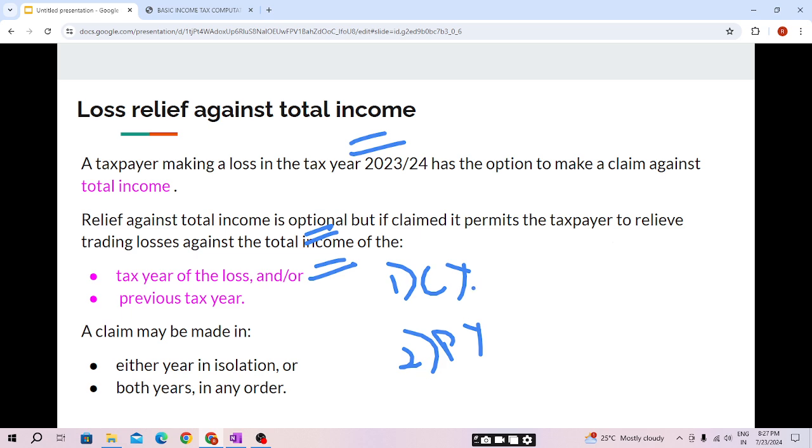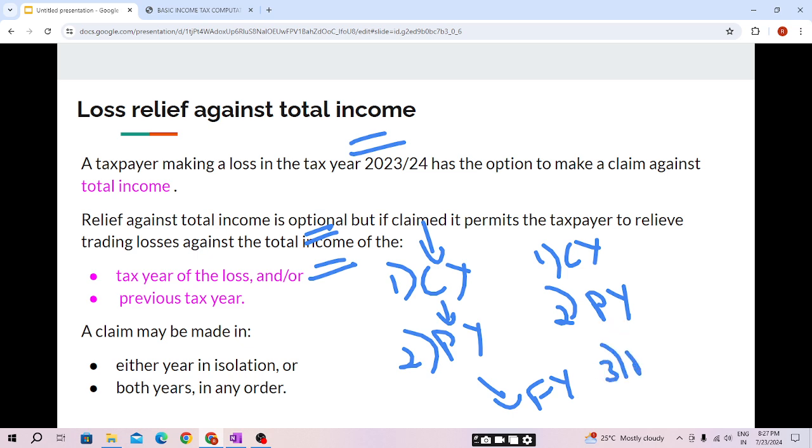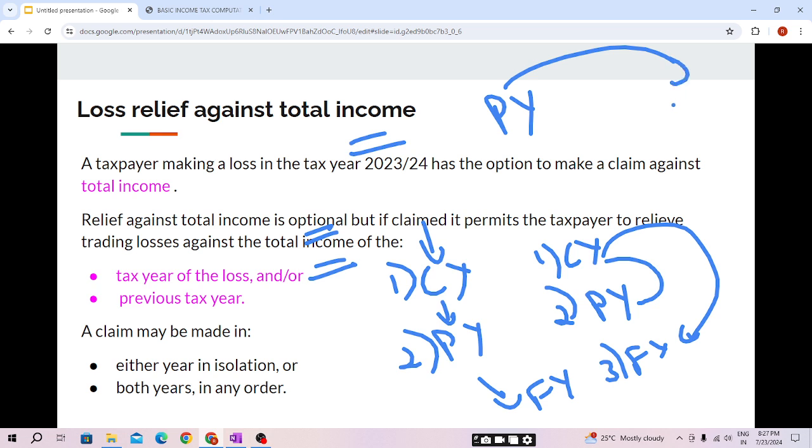Now when I set off the current year loss, I can start from the current year, then go back to the previous year, then to the future year. Or I have a current year loss, directly I can set off this loss from the previous year first, then come to the current year, then to future years. First from the previous year to the current year, then from current to future year. Or if I start from the previous year, I can directly carry forward it. I hope this is clear.